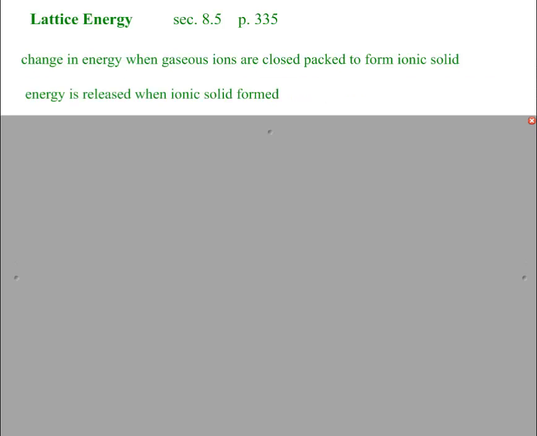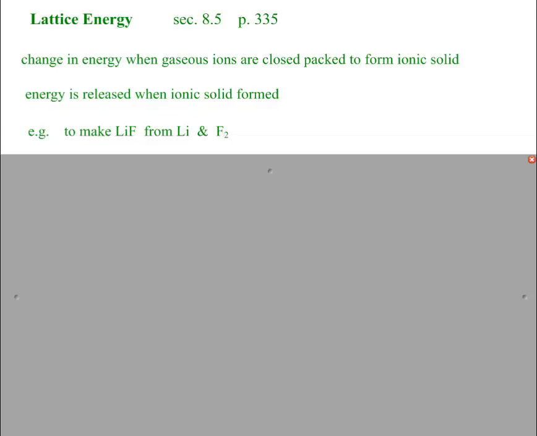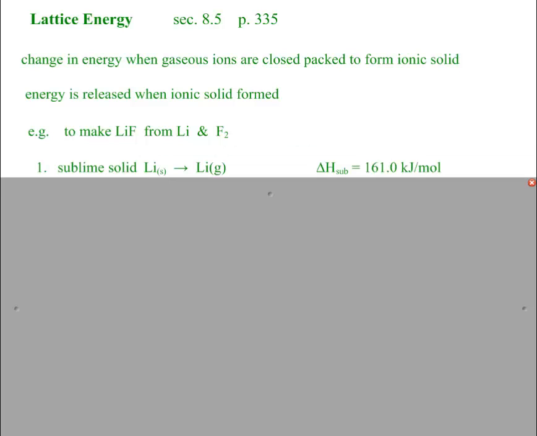When the solid is formed, energy is given off, so it tends to be an exothermic process as the ions condense. If we want to look at an example, we're going to make lithium fluoride. It's an ionic solid. We're going to start with solid metallic lithium and gaseous fluorine, which is a diatomic gas. First thing we have to do is break things apart. So we're going to sublime the lithium. So we're going to take lithium solid to lithium gas. And we're going to look up the heat of sublimation. We get that value. For 1 mole of lithium solid to lithium gas, we get 161 kilojoules. It's endothermic. Energy needs to be put into the system for that to happen.